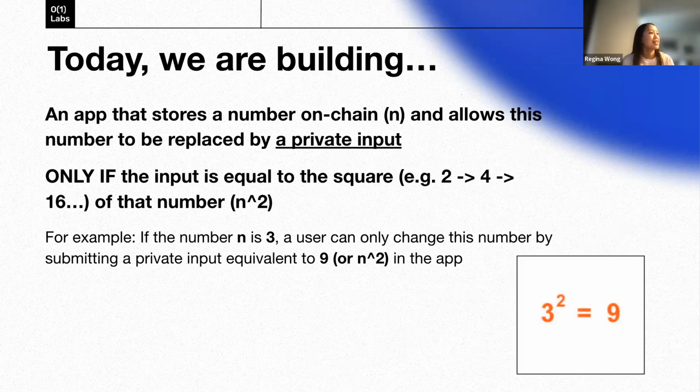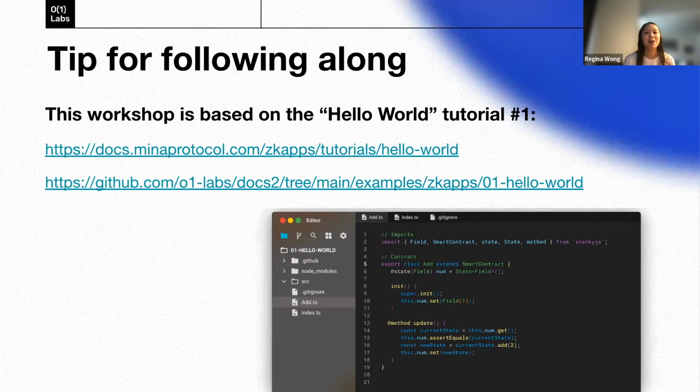Just a reminder, this is completely based off tutorial 1, Hello World. So if you would like to open this up, both our repo and the tutorial, it would make the steps easier to follow. They're outlined here. And we're going to start with installing the CLI in case you haven't done that already. Just a reminder, a CLI is what makes it easy to write ZK smart contracts.